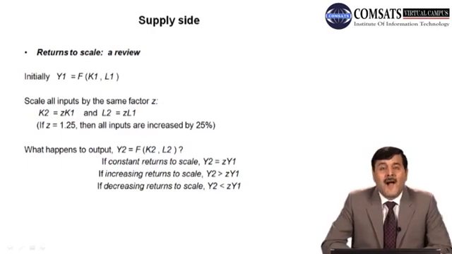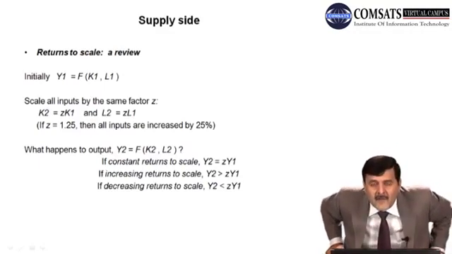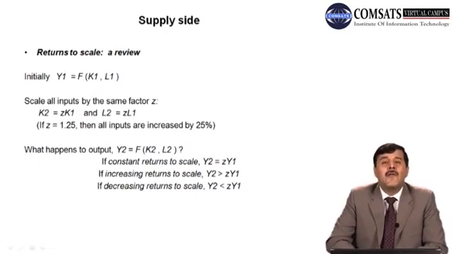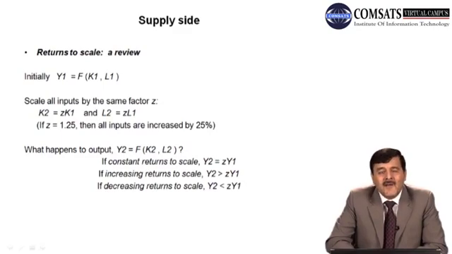Now when all inputs are increased by 25% in the production process, what will happen to the output? Y2 is equal to F of K2, L2. What is the difference between the two production functions? In the first, K1 units of capital and L1 units of labor were used to produce Y1. Now K2 units of capital and L2 units of labor are used to produce Y2, and we supposed that all inputs are increased by 25%. Now what is going to happen to the output? We'll see that now.